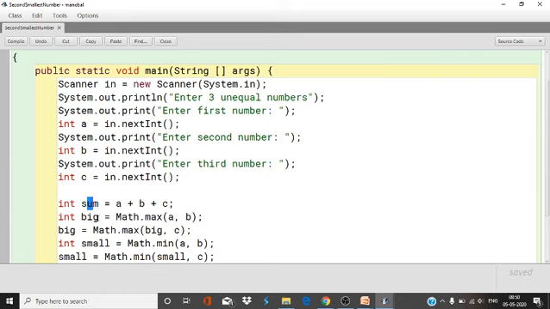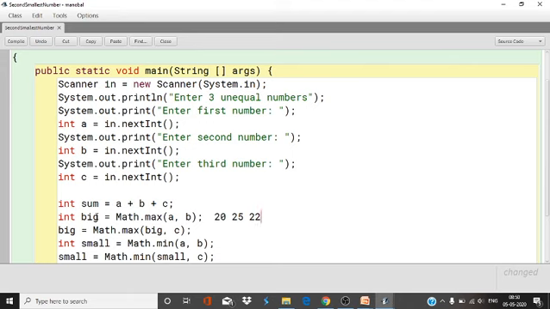Now we are going to get the big number, the greater number. So Math.max(a, b). Suppose a and b, b is greater, so now big is compared with c. For example, I am going to take an example: 20, 25 and 22. So the greater number is 25 and the smaller is 20. The second smallest will be 22.